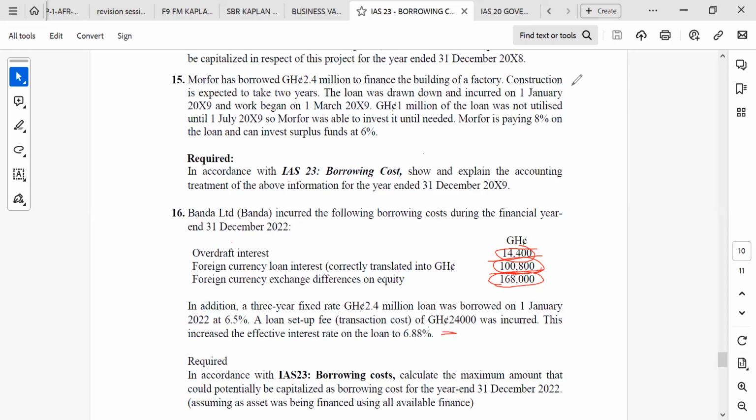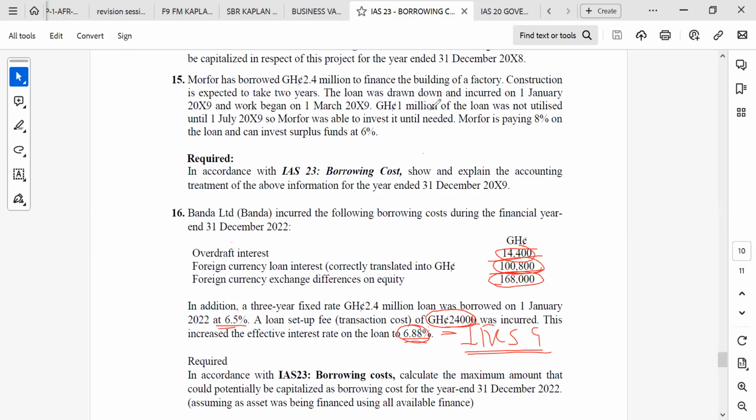How do you account for this? It will be accounted for under the provisions of IFRS 9. Because they have given you the effective interest rate, you have to capitalize the transaction cost. So assuming you are not given the effective interest rate, you are giving only 6.5.